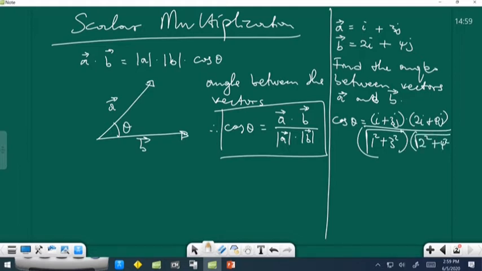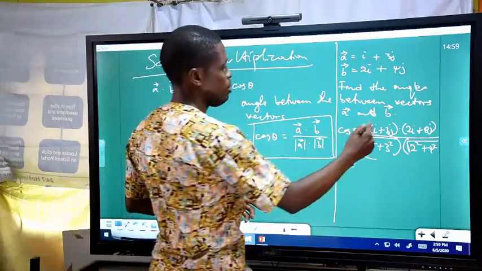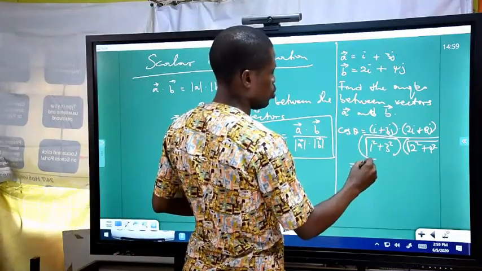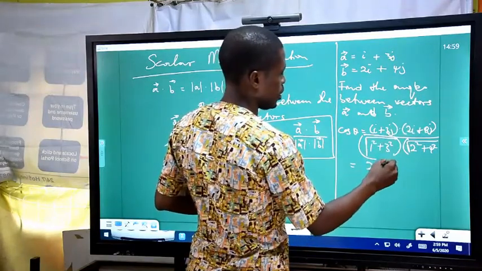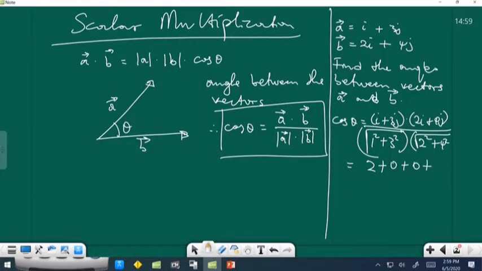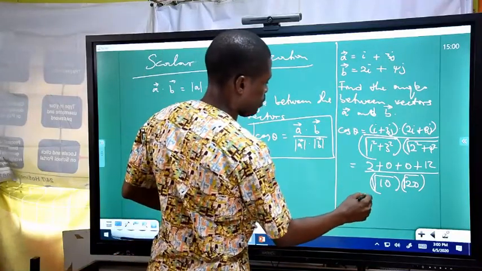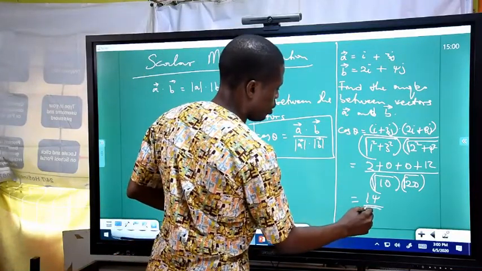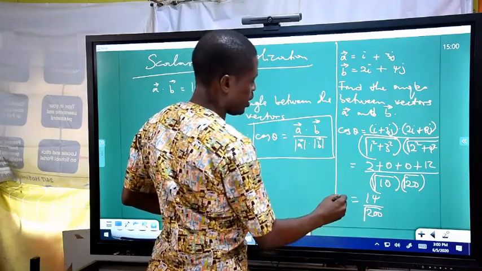So when we simplify this further, the multiplication will give us 2 plus 0, 0 plus 3 times 4 is 12, divided by the square root of 1 plus 9 is 10, multiplied by 2 squared is 4, 4 squared is 16, so 4 plus 16 will give us 20. So we have the square root of 20. So 10 multiplied by 20 is 200. So we have 14 divided by the square root of 200. 14 divided by the square root of 200 is cos theta.